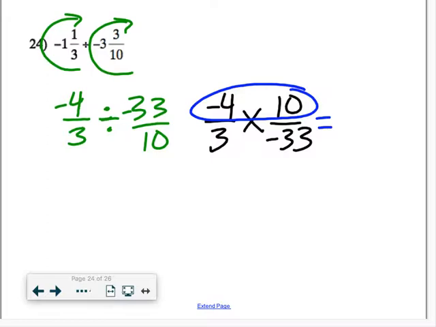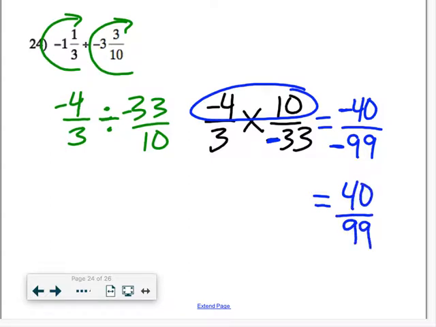Numerators, negative 4 times 10, negative 40. 3 times negative 33, negative 99. Something I just noticed that maybe you've been doing too. When I flipped it, I moved that negative to the bottom. That's okay. If you forget to keep it, that's fine. But what you'll notice here at the end is now I've got a negative divided by a negative. You cannot leave it like that. You have to then change that to 40 positive over a positive. Remember, the whole thing is just positive. And so that would be my final answer.